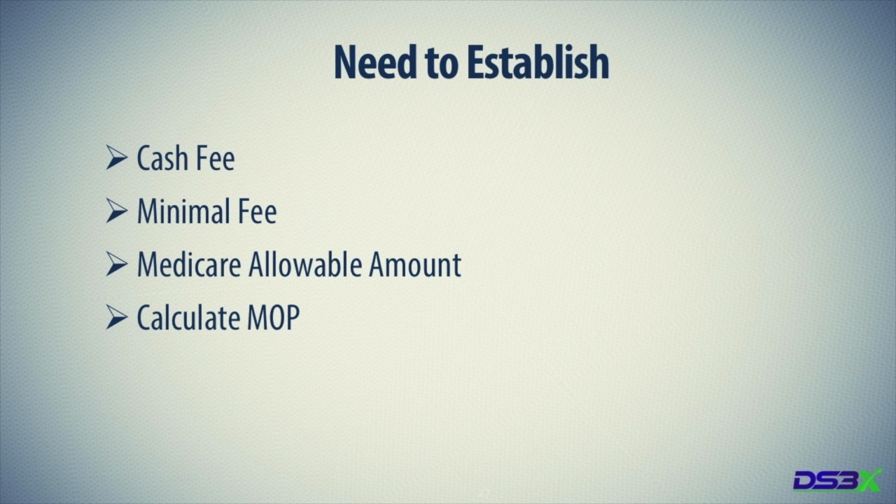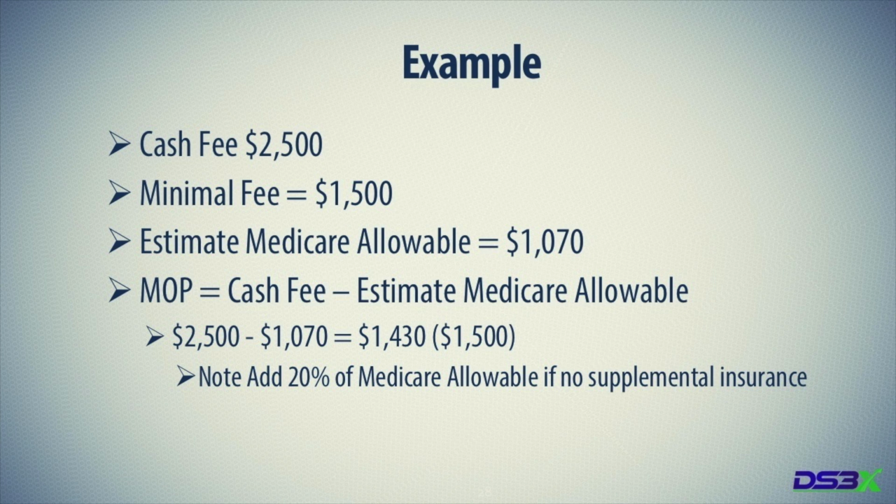We need to see the minimal fee that we really want to make us happy. The cash fee is really what I want to charge, but we have a fee below that where we still make a profit, that we're willing to reduce our fees to in order to help a patient out. We need to know what the Medicare allowable amount is, and then we need to calculate what we call the maximum out-of-pocket, or the MOP. So let's take an example similar to what we did in our last episode of Dental Sleep Medicine Insider.